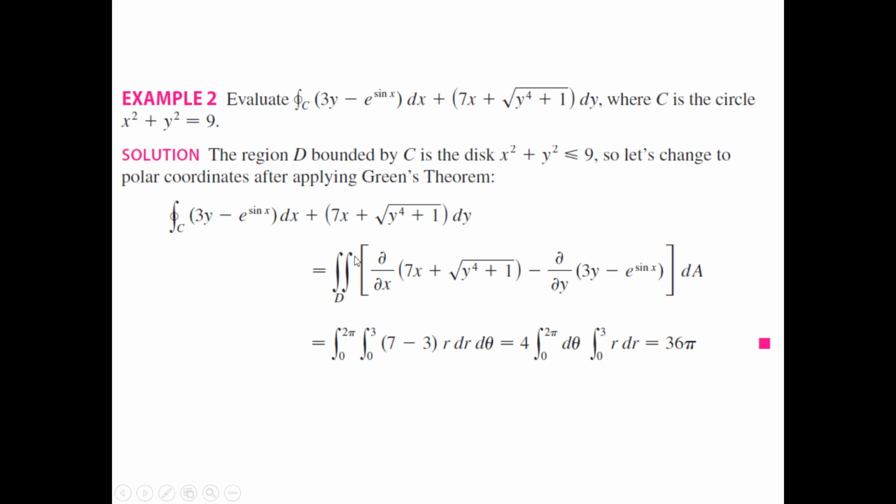So this is Green's theorem. Partial P by partial y is 3, so we have minus 3 here, and partial Q by partial x is 7, because this term is independent of x. Okay, so it makes things easier. So 7 minus 3, double integral over the region D, and since C is the circle x squared plus y squared is equal to 9, the radius lies between 0 and 3, and the angle lies between 0 and 2 pi. The rest is the evaluation of this iterated integral, and we have the answer 36 pi.